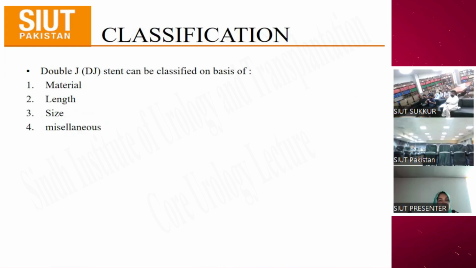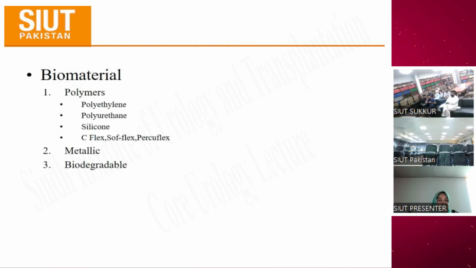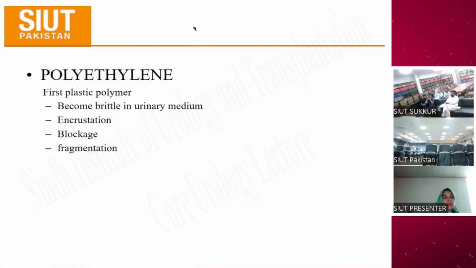Okay, classification. DJ stents are classified on the basis of material, length, size, and miscellaneous. In material, we have biomaterials, in which we have polymers, metallic, and biodegradable. In polymers, we have polyethylene. It was the first polymer, but the issue with it was that it became brittle in the urinary medium, so it was prone to incrustation, blockage, and fragmentation.